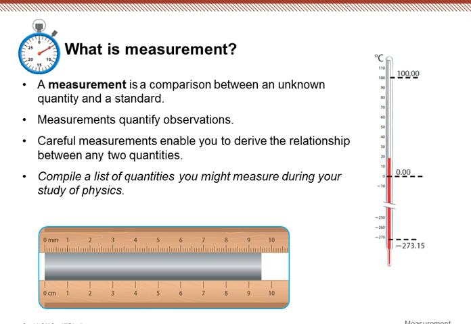So what is a measurement? Well, a measurement is a comparison between an unknown quantity and a standard. So we typically have certain standards like a ruler or a thermometer that help us make measurements. Measurements allow us to quantify observations, and like we talked about in the previous video, that allows us to give a number or some hard facts to our observations. And careful measurements enable you to derive the relationship between two quantities.